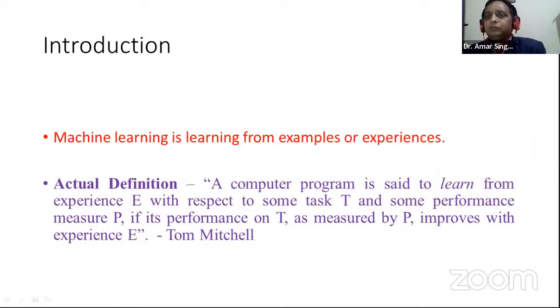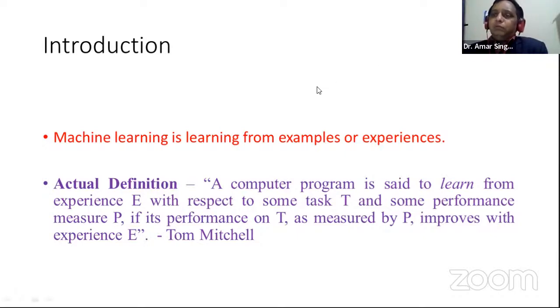So first of all, what is machine learning? In simple words, we can say that machine learning is learning from examples. And what are the examples? Examples means our existing data. So if we are training our machine with the help of existing data, that is called machine learning.